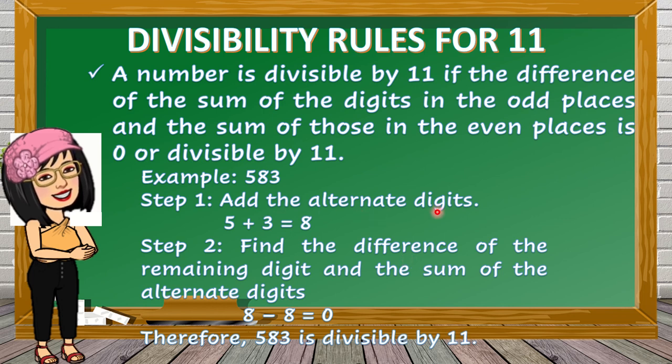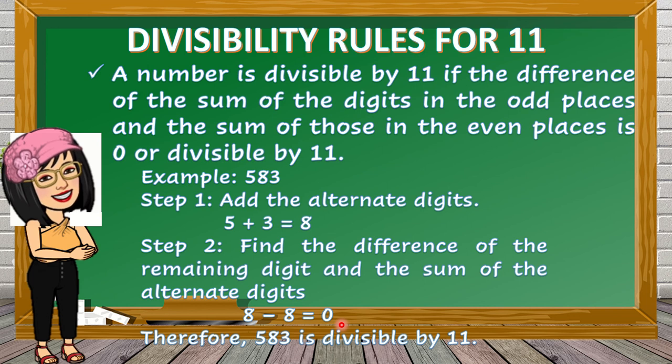Step 1, add the alternate digits. Ang sabi niya, the alternate digits ay 5 at saka 3. These are the odd places. 5 plus 3 equals 8. Step 2, find the difference of the remaining digit and the sum of the alternate digits. Ano ba ang remaining digit? Ang remaining digit ay 8. Ito ay even place.